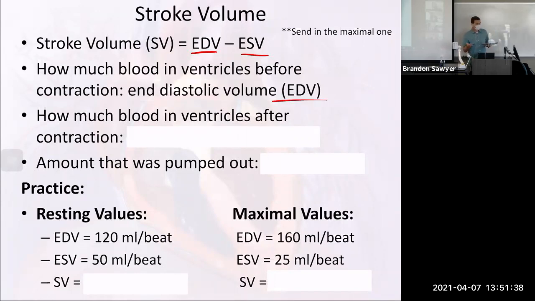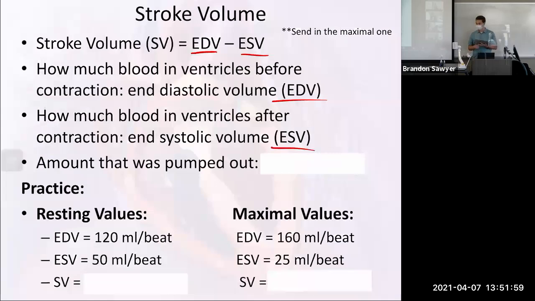Okay, because diastole means relaxing of the heart. Okay, so at the end of rest, how much blood's there, right? That's as full as it's going to get. How much blood do we start with in the heart before contraction? Okay. And then the second one, how much blood is in the ventricles after contraction, right? That one is end systolic volume. So at the end of contraction, what's left over in the heart, right? That's end systolic volume. So then the difference between those two is how much came out, right? It's how much we started with versus how much is left over. The difference between those two is how much came out of the heart, and that's stroke volume.